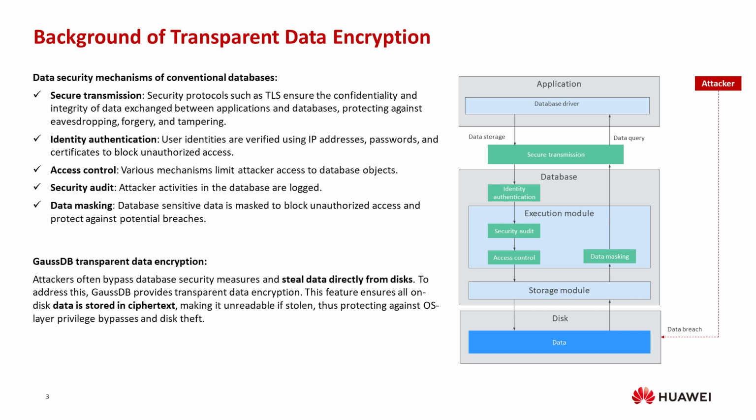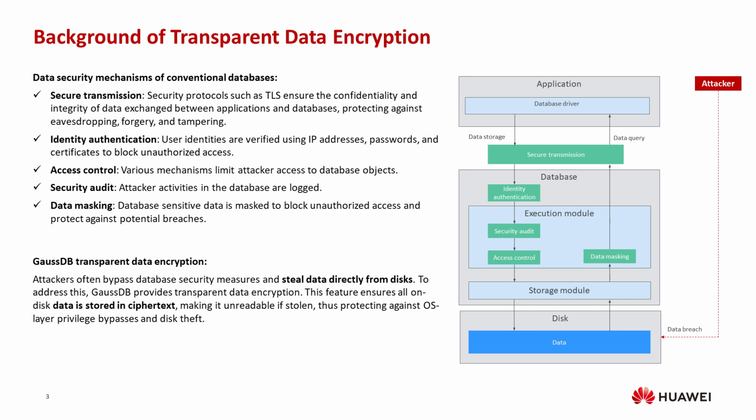Next is identity authentication. This occurs at the database layer. It verifies user identities using IP addresses, passwords, and certificates to prevent unauthorized access to the database. Following authentication is access control. The database employs multiple access control mechanisms to limit the scope of attacker access to database objects.